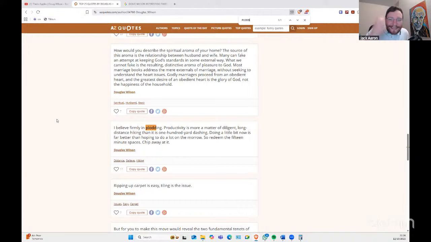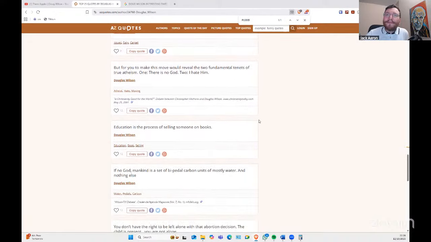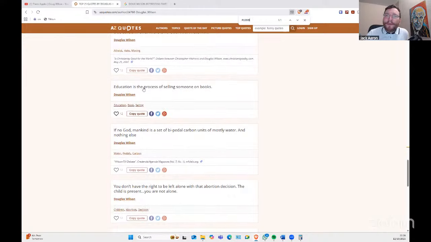See, this is the introverted sensing in the background for him. He isn't like Mathieu van der Poel, where you go for the big sprint. He is plodding. It's more of an introverted approach to sensation. Ripping up carpet is easy, tiling is the issue. Okay. Education is the process of selling someone on books. How beta can that be? Yeah, I'm sorry, Ellis High. I don't think he could be anything else.